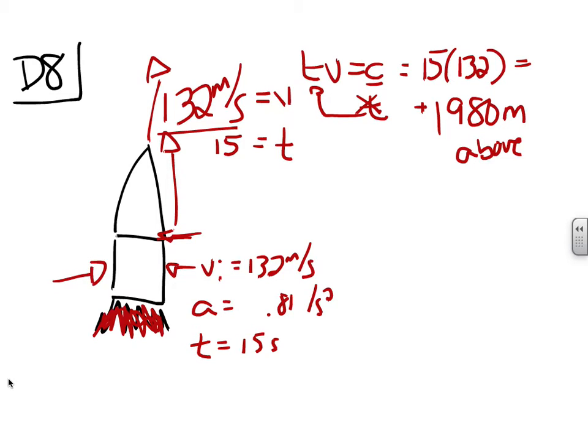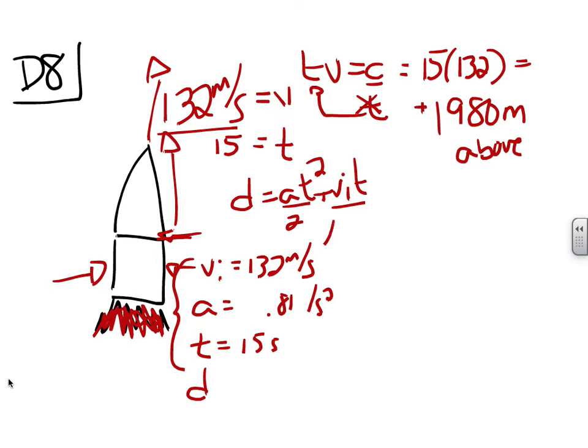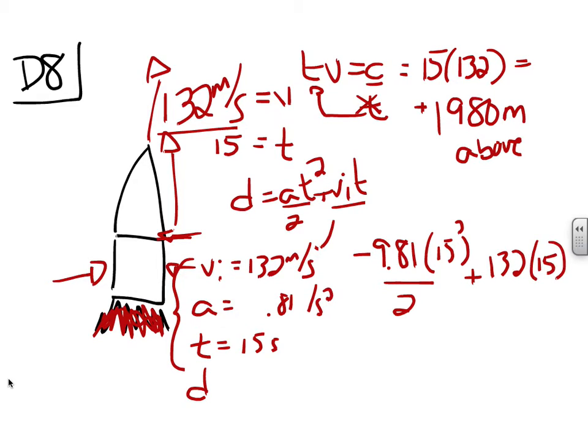Well, how much higher or lower is this after that point? So again, we're going to use these three to find d. So we're going to use d equals at squared over 2 plus vit. And in this case, the vi does not cancel out because we do have a vi here. So our a here, of course, is going to be negative 9.81 times our 15 squared divided by 2 plus our 132 times 15. So when we plug this correctly into our calculator, we find that we get a total of 880 meters. And again, since this is positive, it's still on top.